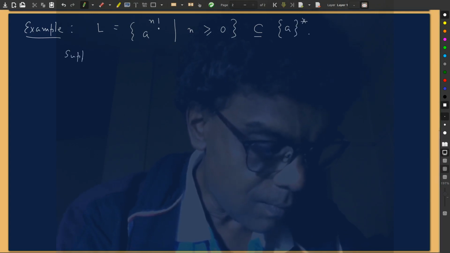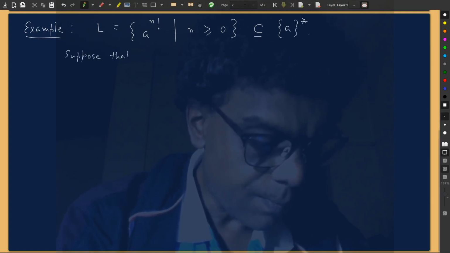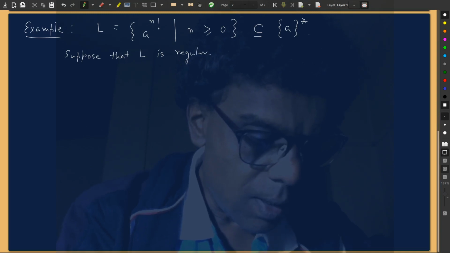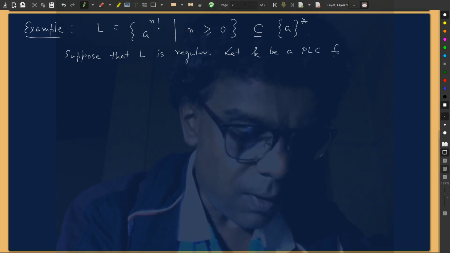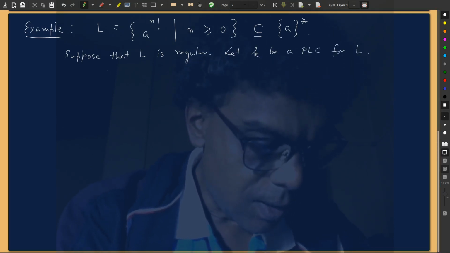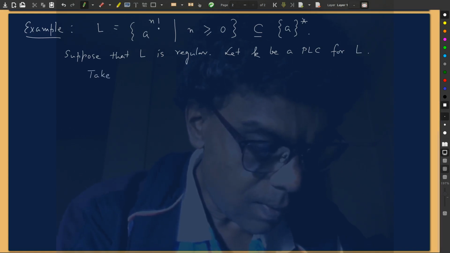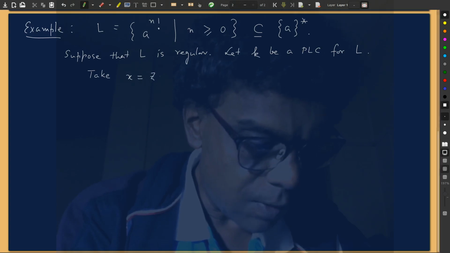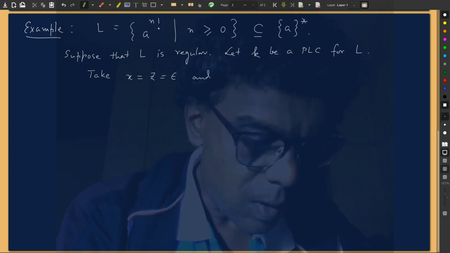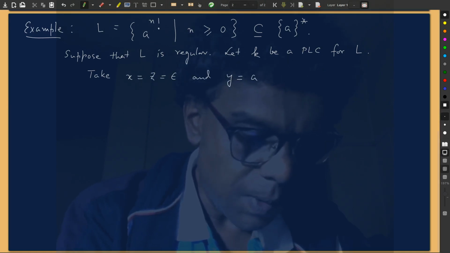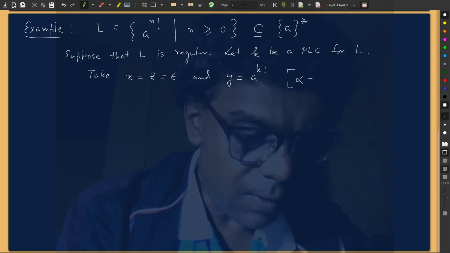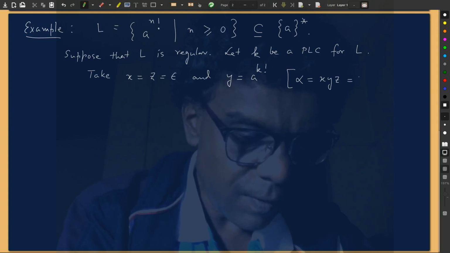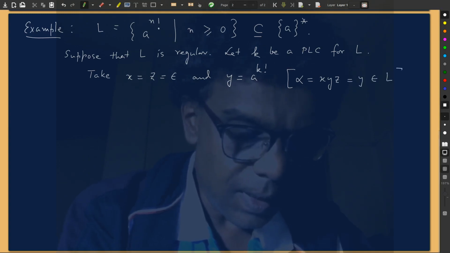Suppose that L is regular, or assume that L is regular, and let k be a pumping lemma constant for L. Now, in this example, I will take x equal to z equal to epsilon and y, the middle part, equal to a to the power k factorial. That is, we have alpha equal to xyz, which is nothing but y itself. This is definitely in L.